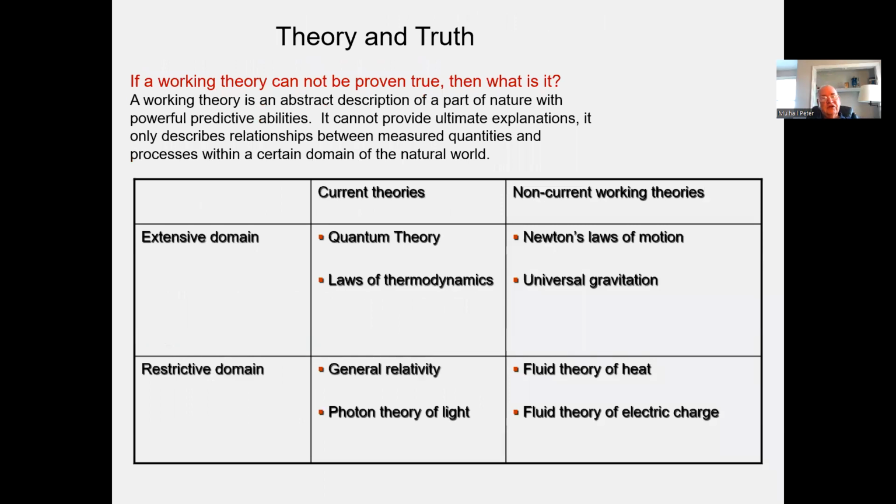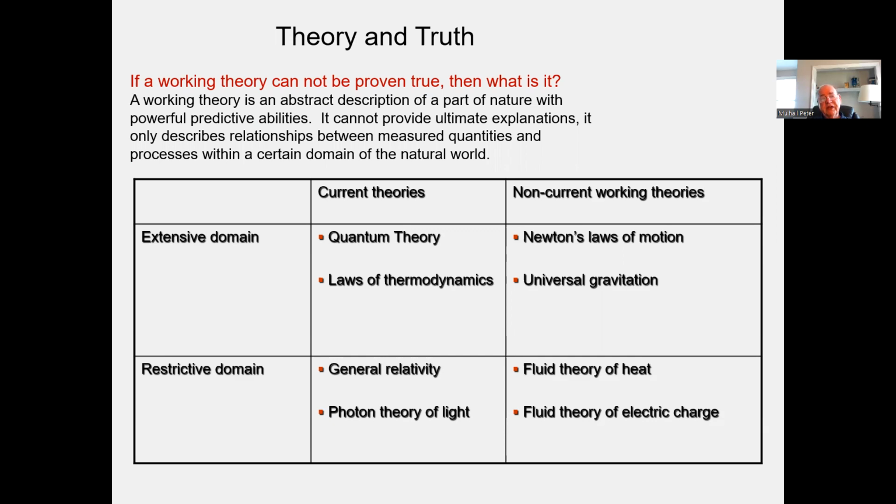Okay. Last slide before I'll ask for questions. You look at the idea of a theory compared to truth. I kind of broke it up into this matrix, which may be helpful. If you look at the two columns, we have a column of current theories and non-current working theories. Well, a current theory is the current theory, our best explanation right now of that phenomenon. A non-current working theory, what I mean by that, is a working theory. It's still used. It's very, very useful, but it's not current. It's been replaced by something else.